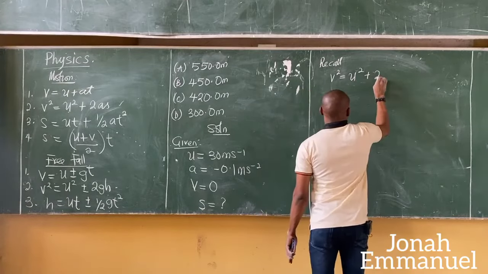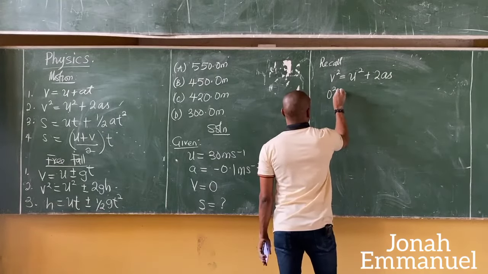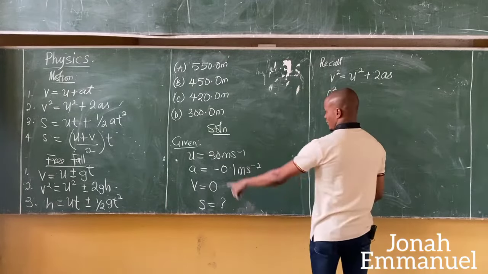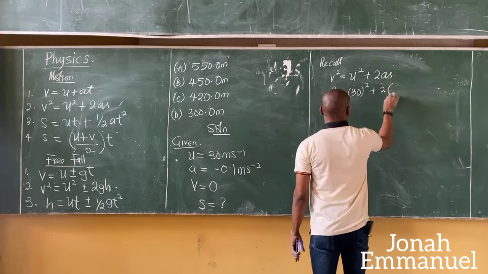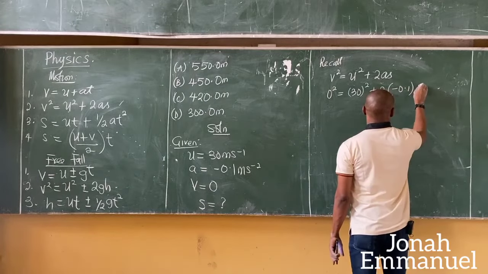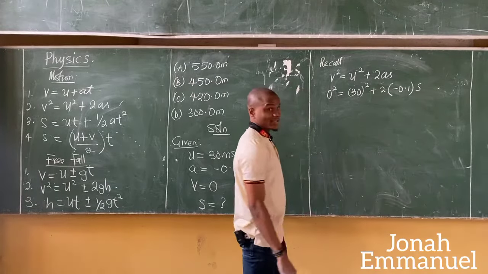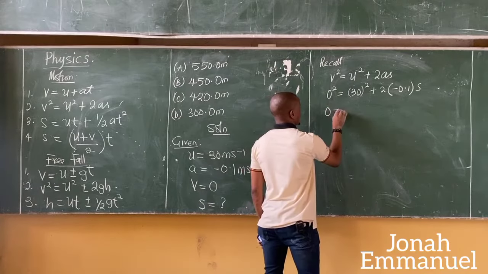So recall that V squared is equal to U squared plus 2ax. V is 0. 0 squared is equal to U, U is what there? 30. 30 squared plus 2 into A. What's A there? Minus 0.1 times X. So I have this. Expansion, what do you get here now? 0 is equal to what's 30 squared?